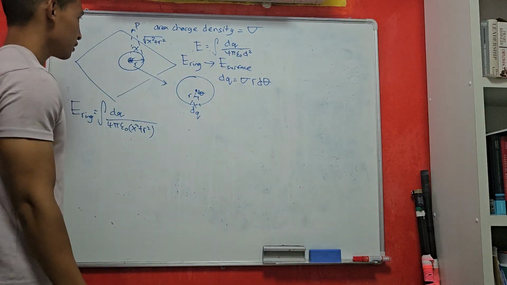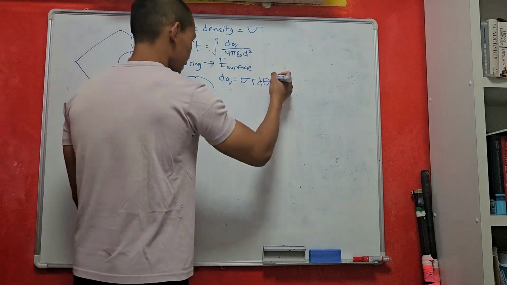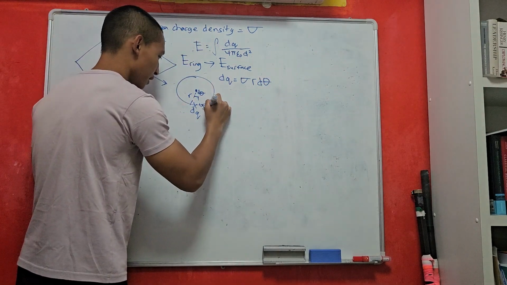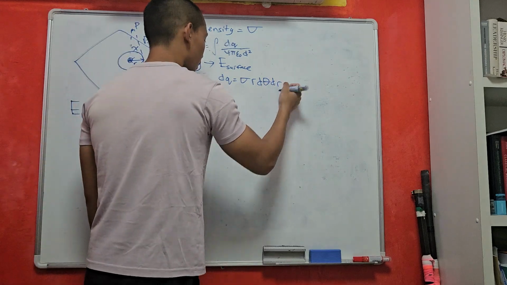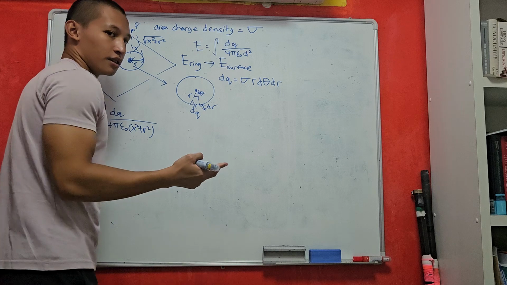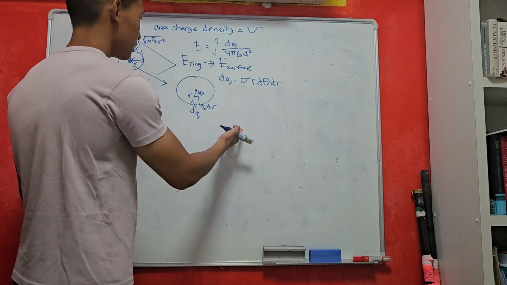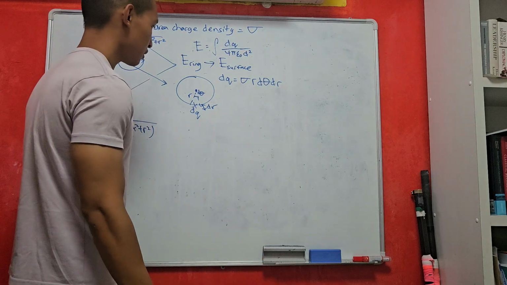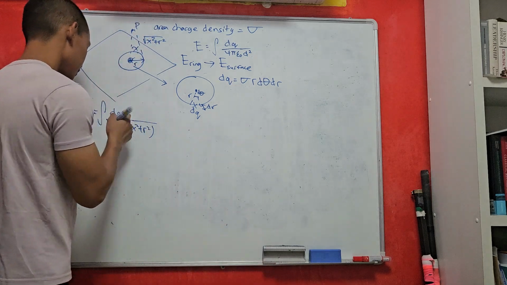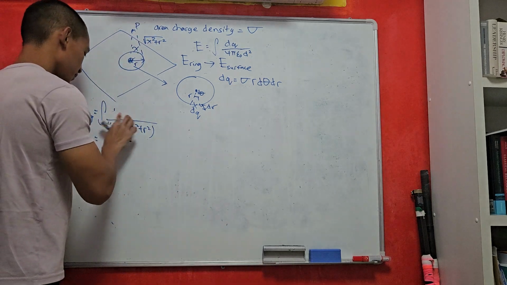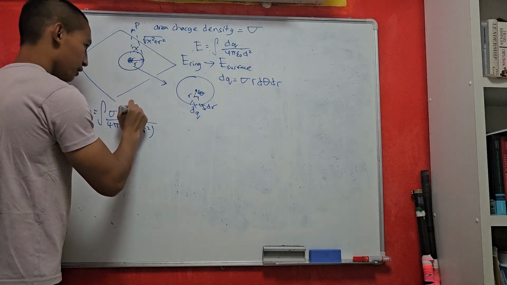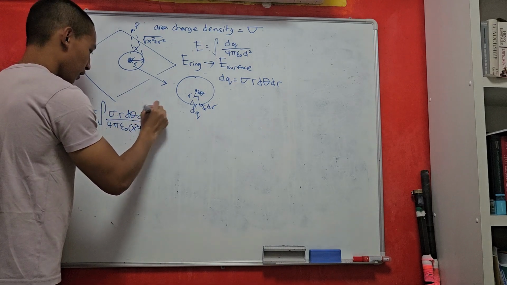Okay, and next I'll also get the thickness of this ring, which is dr. Why dr and d theta? Because it is an area charge density, so we need the units to be meters squared. Okay, so next we'll just substitute this in. So this is just sigma r d theta dr.